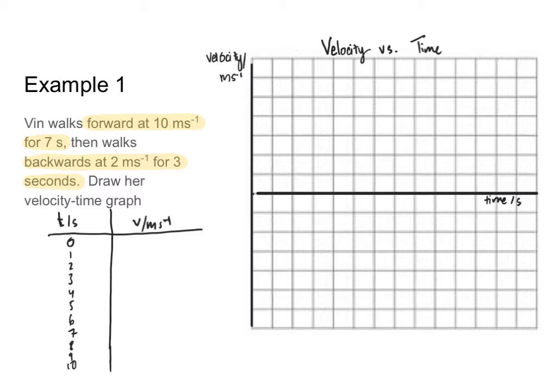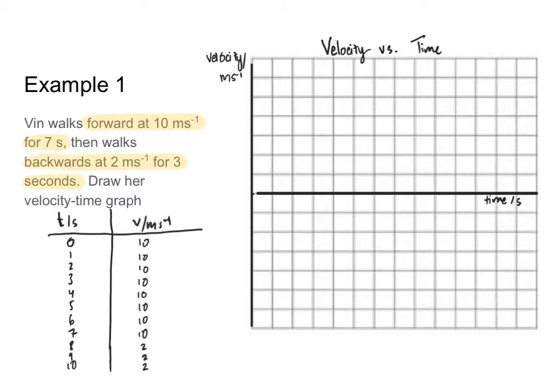Next, we can put in her velocities. So for the first 7 seconds, Vin is walking at 10 meters per second. So at 0, she's at 10, 1, 2, 3, 4, 5, 6, and 7 seconds she is spending walking at 10 meters per second. Then, suddenly, she's walking backwards at 2 meters per second for 3 seconds. So we've got 2, 2, and 2.